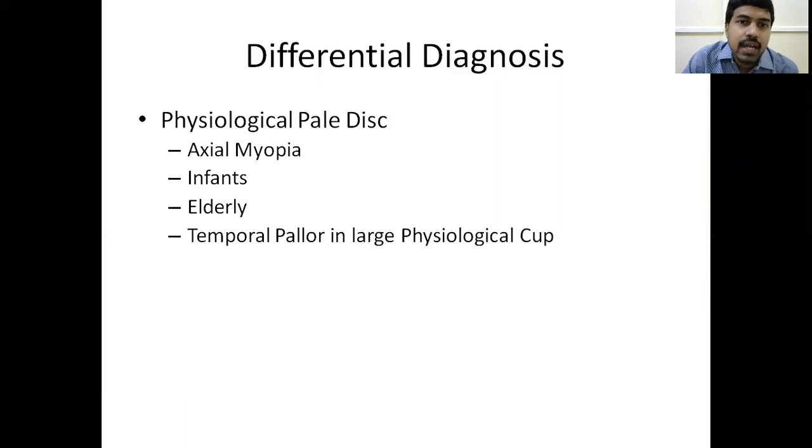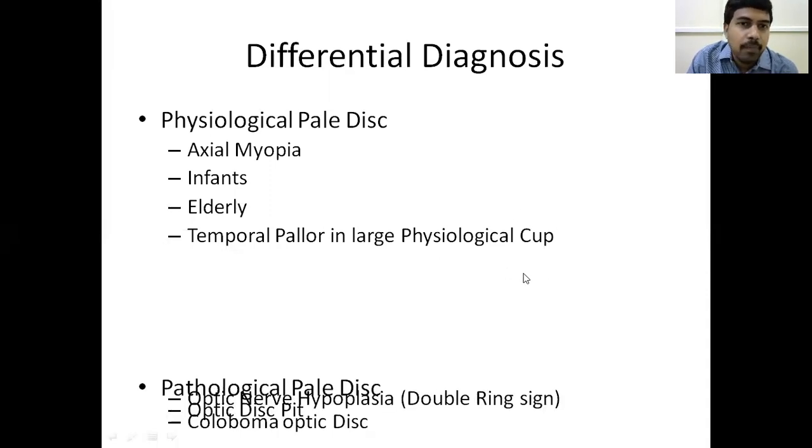So what is the differential diagnosis for optic atrophy? It could be a physiological pale disc. A physiological pale disc can occur in infants and elderly people, where the disc is usually a bit pale. In axial myopia, as the eyeball is very large, the disc is very large, and it may appear a little pale. Similarly, temporal pallor can be seen in case of a large physiological cup.